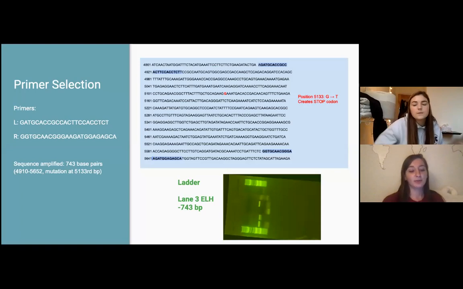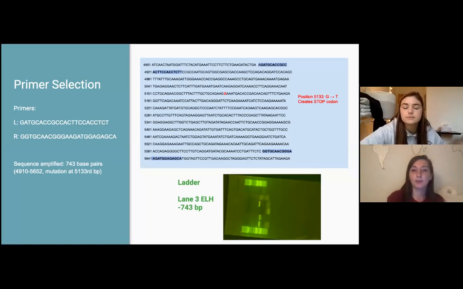Another method we used to understand our gene's function was assessing its mutations. So another thing we did with our Phytozome browser was assess the different mutations that were throughout our genome. And so to confirm that mutation, we designed primers that covered our suspected severe mutation that was at position 5133, which would create a stop codon. So we created primers that amplified the 743 base pairs surrounding that mutation. But our following Sanger sequencing results did not provide sufficient data to confirm its presence.